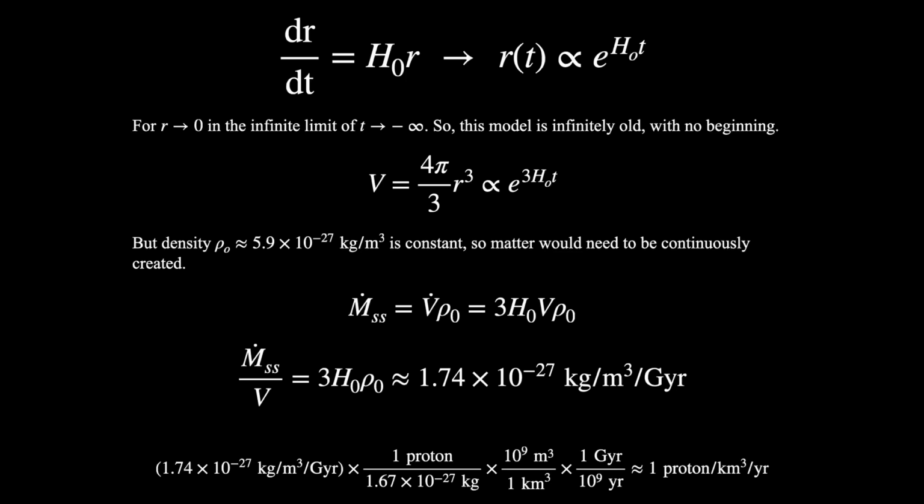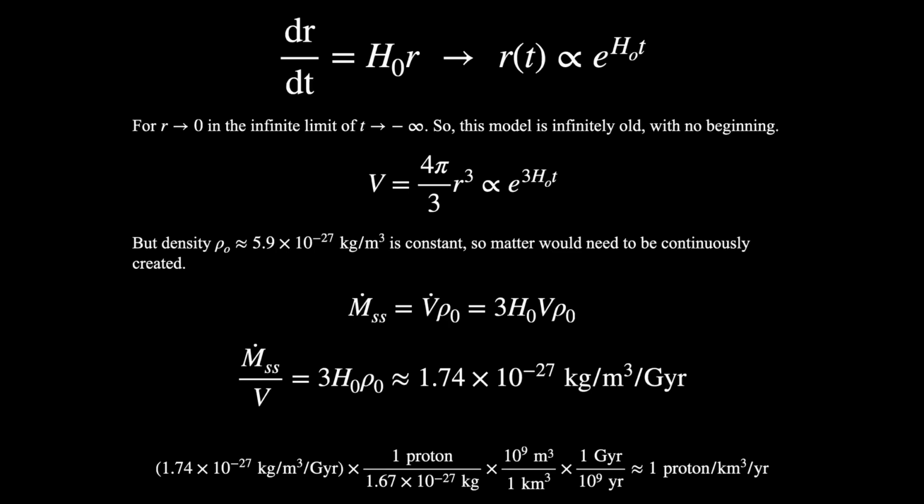So if we then say how much matter must be created per unit time, per unit volume, we get 3 times the Hubble constant times the density that we see today. And that's equivalent to about 1.74 times 10 to the minus 27th kilograms per cubic meter per gigayear, or per billion years. So that's a very tiny number.